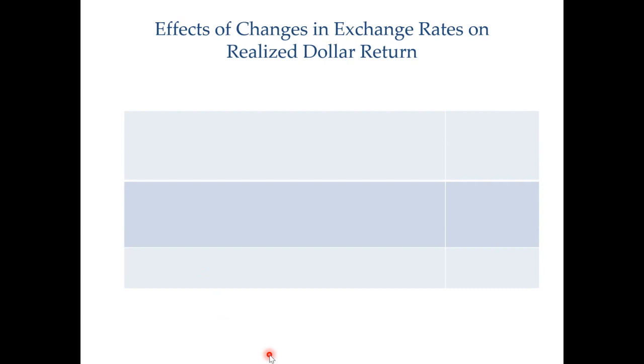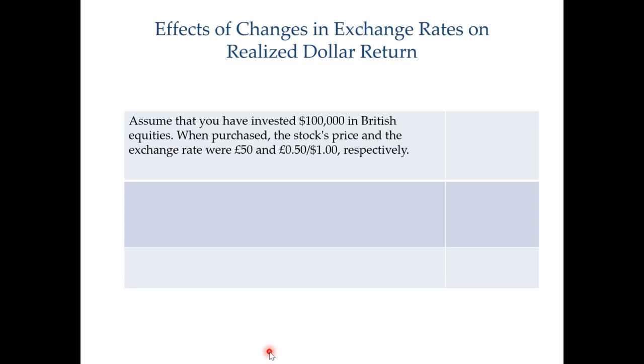Hello everyone. In this video, we are going to use a simple example to see how change in exchange rate affects realized domestic currency return on foreign investment. So suppose that you're an American investor and you invested $100,000 in a British stock, and when you purchased, the stock price was £50 per share and the exchange rate was 0.5 pounds per dollar.